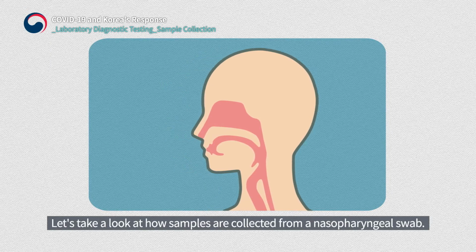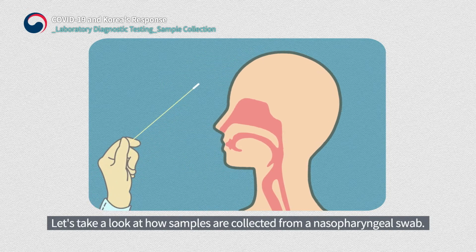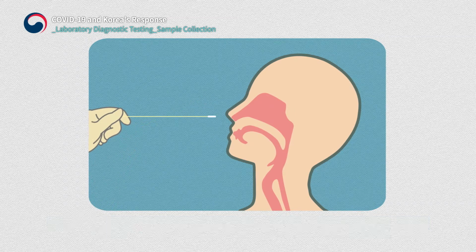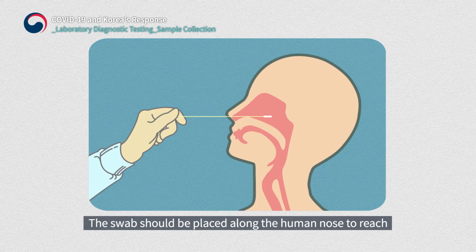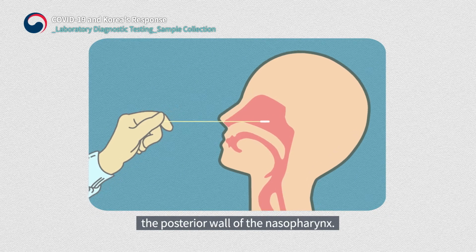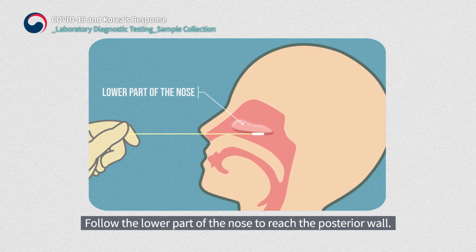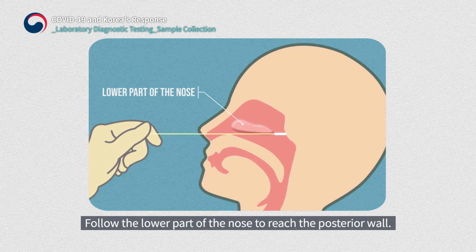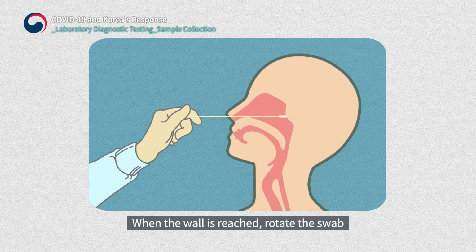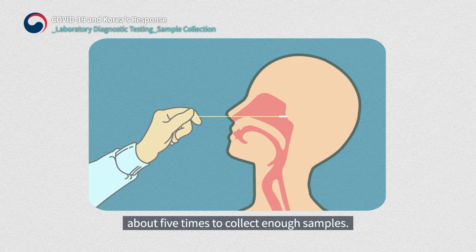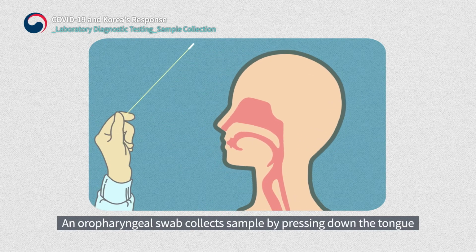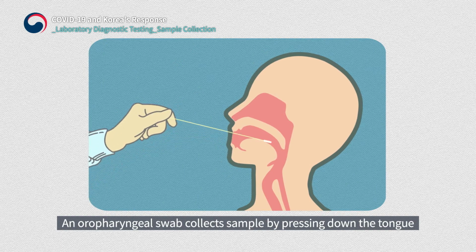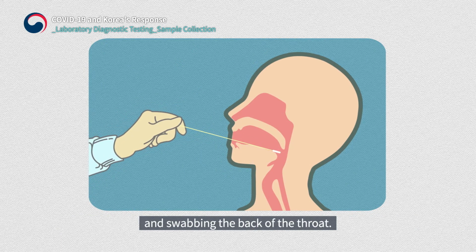Let's take a look at how samples are collected from a nasopharyngeal swab. The swab should be placed along the human nose to reach the posterior wall of the nasopharynx. Follow the lower part of the nose to reach the posterior wall. When the wall is reached, rotate the swab about 5 times to collect enough samples. An oropharyngeal swab collects sample by pressing down the tongue and swabbing the back of the throat.